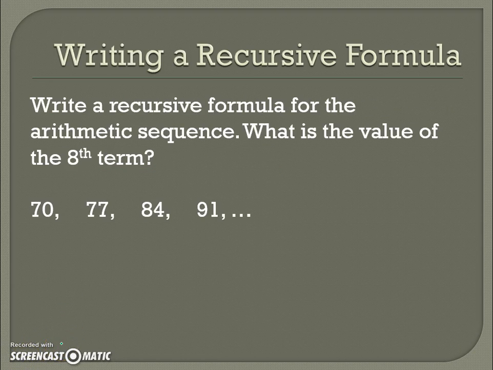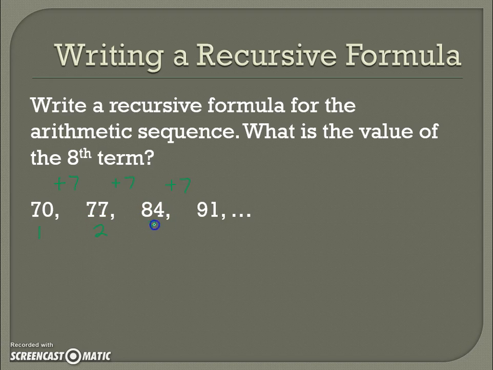Okay, so how to write a recursive formula for the arithmetic sequence. What is the value of the 8th term? Okay, so this is where you really need to pay attention, make sure you're writing good stuff down. First thing is to identify that common difference. So on this, the common difference is 70, sorry, I don't know why I said 7, but I did. The way that this is going to work is that you start with that initial value. So the initial value we would say is the first value.